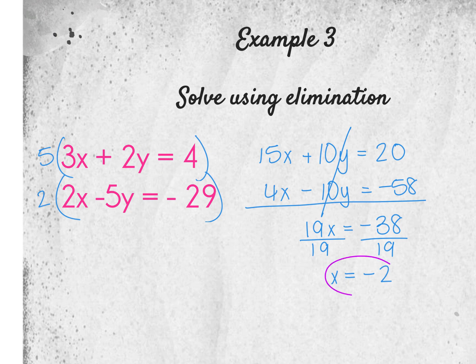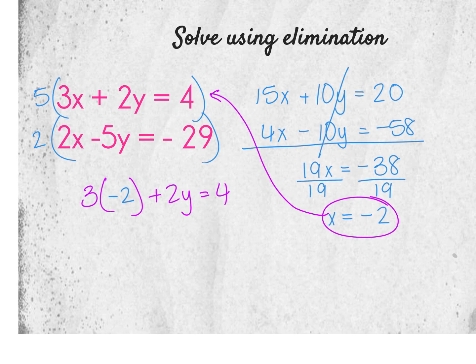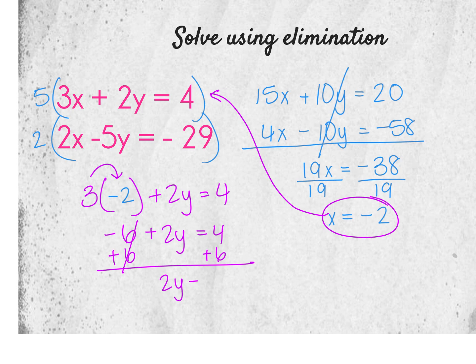So I'm going to take my negative 2 and plug it into my first one. So I'm going to have 3 times negative 2 plus 2y equals 4. I'm going to get negative 6 plus 2y equals 4. I just distributed. Add 6 to both sides. I'm going to get 2y equals 10, and then last, divide both sides by a positive 2. Y is going to equal 5. So my answer is going to be -2, 5, and I'm done.